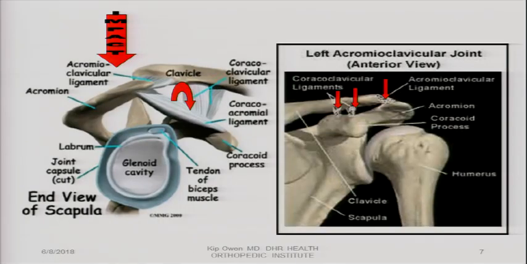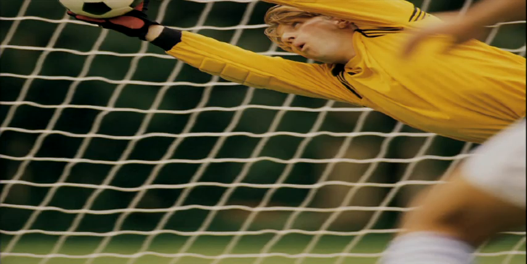So with a direct impact from superior on the acromion, since the scapula and the shoulder are suspended from the clavicle, when you drive it inferior, first you begin to injure the capsule and the ligaments around the AC joint. And if the force is great enough, then you begin to damage or tear the CC ligaments from the coracoid to the undersurface of the clavicle, and you get a more dramatic or type 3 AC injury.